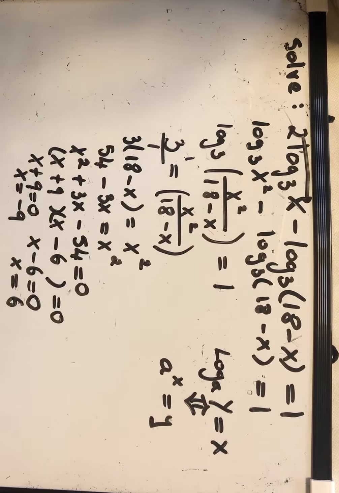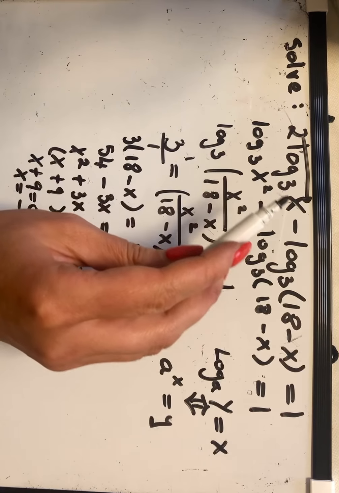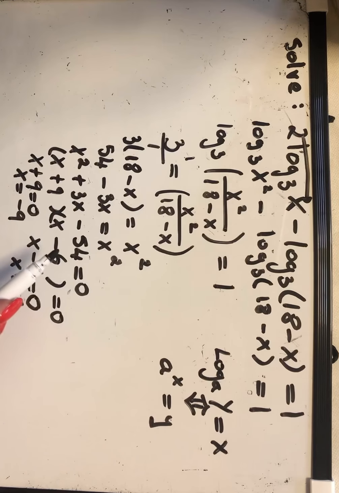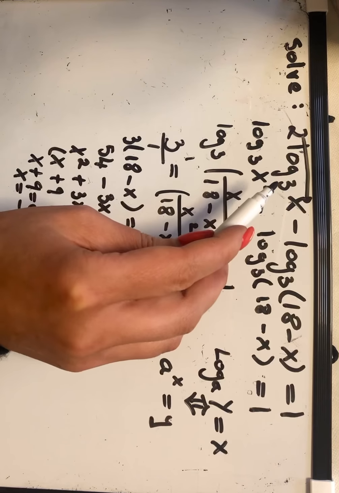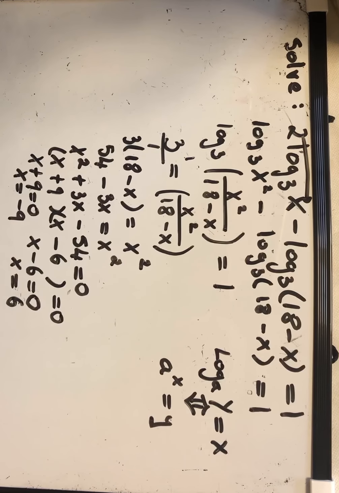Because we have 2 values for x, we need to go back now and check to see are they both valid. So we'll start off up here with our x. If we put in a minus 9 into that x up there, we get 2 log base 3 of negative 9. But we cannot have a log of a negative. So this means straight away that this one is out. Not true.